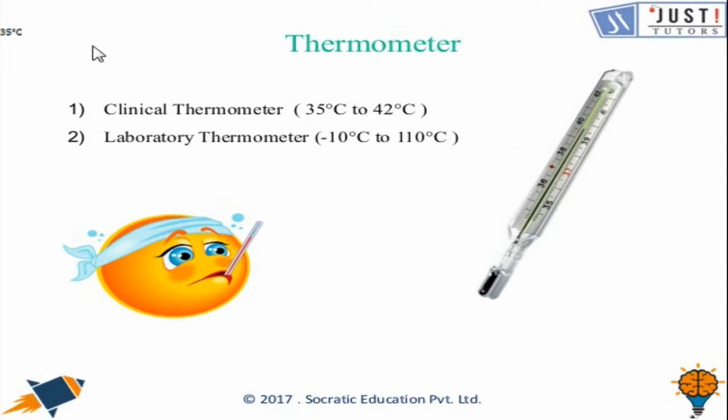Normally we have two types of thermometer. One is the clinical thermometer, which can measure from 35 degrees Celsius to 42 degrees Celsius, and the other is the laboratory thermometer, which ranges from minus 10 degrees Celsius to 110 degrees Celsius. We'll learn about these thermometers in detail.